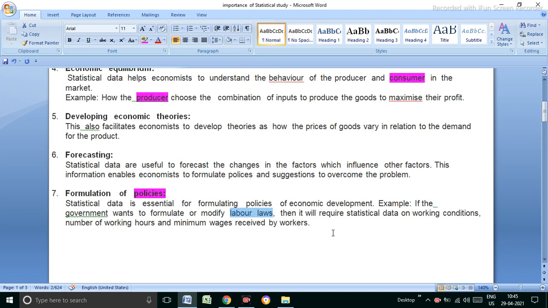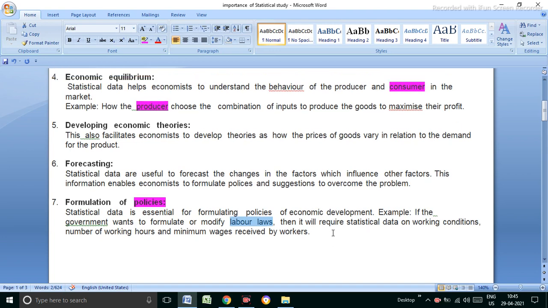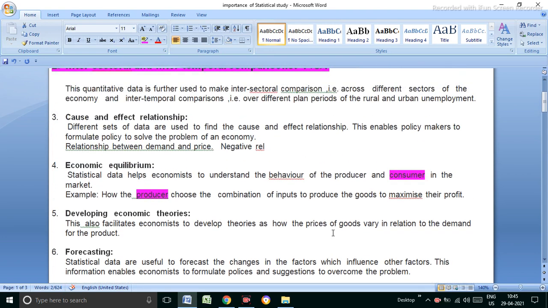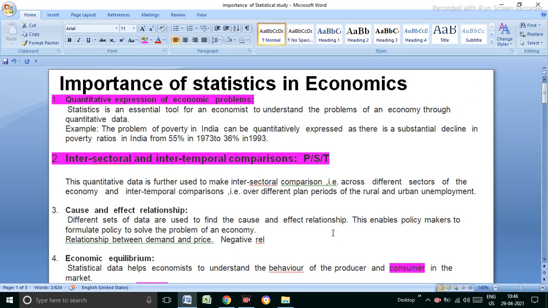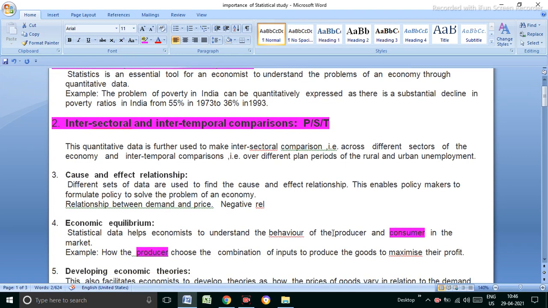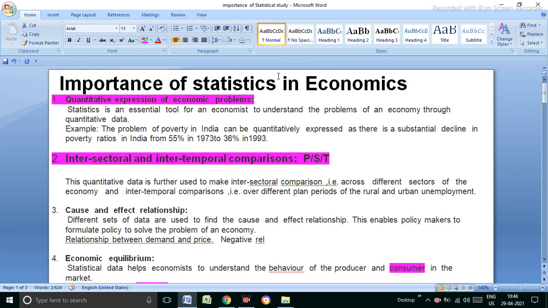In economic theories, forecasting, planning, equilibrium, cause and effect, and sectoral, temporal and quantitative differences, all of that is possible with the help of statistics, with the help of data. And these statistical theories and policies always help in economics, because statistics is a research factory, and various types of research are going on in statistics.